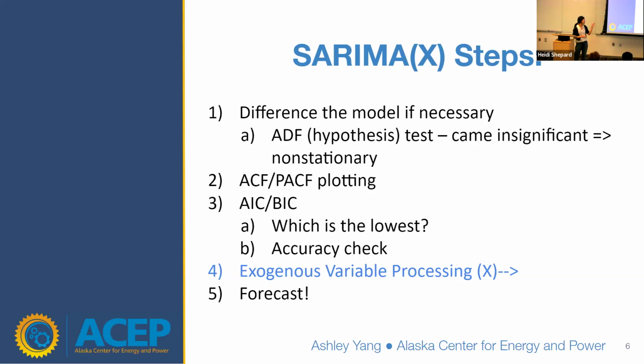Next is for the X part, exogenous variable processing. I also needed to forecast my exogenous variables. For that, I just took a simple moving average. Just to preface, my exogenous variables are fuel prices, natural gas, oil, and also generation by coal, wind, and oil. So then lastly, the step is the forecast.